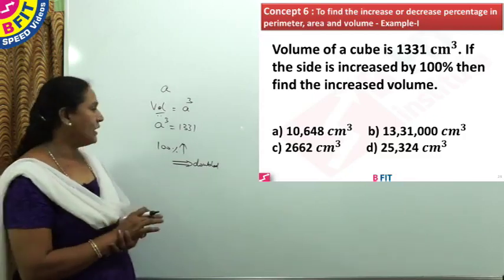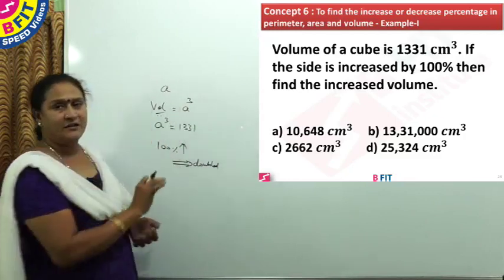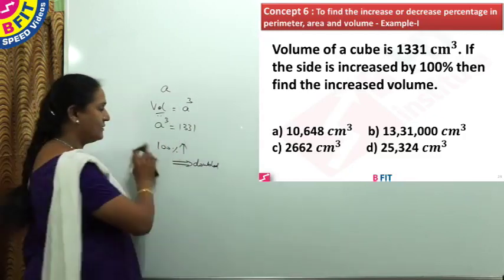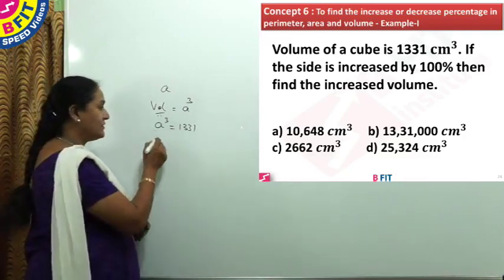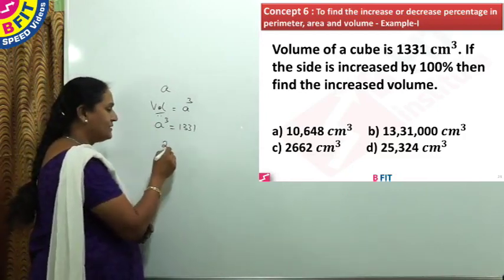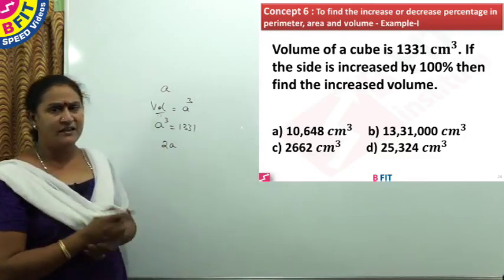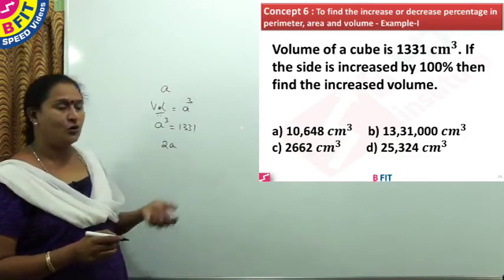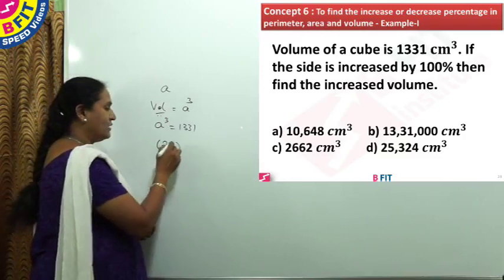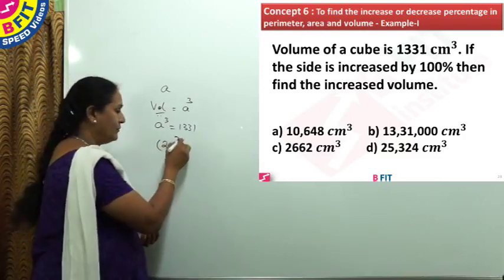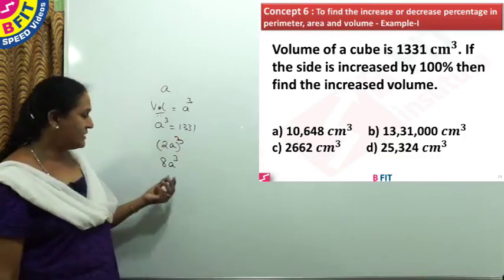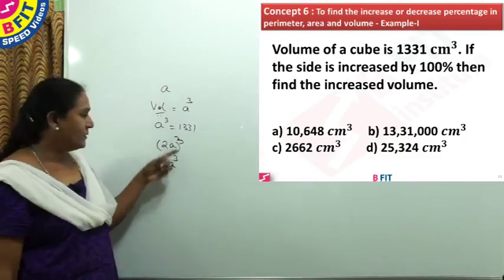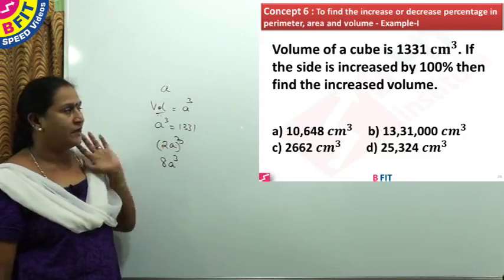So instead of doing all that, A cube is 1331. And 100% increase implies the side has been doubled. So if the side is A, now the side is 2A. Now what is the increased volume? 2A the whole cube. So the increased volume is 2A cube, which is equal to 8A cube. So now just using the value for A cube, multiplying it with 8, we get the answer.